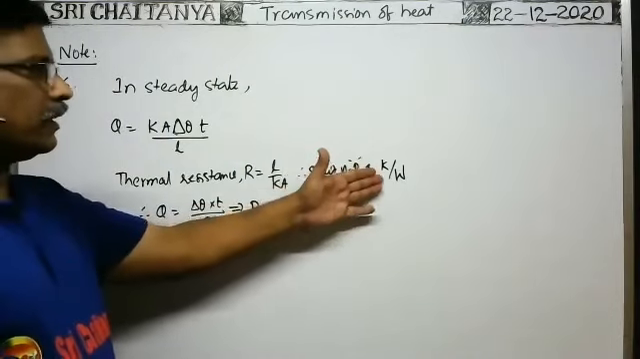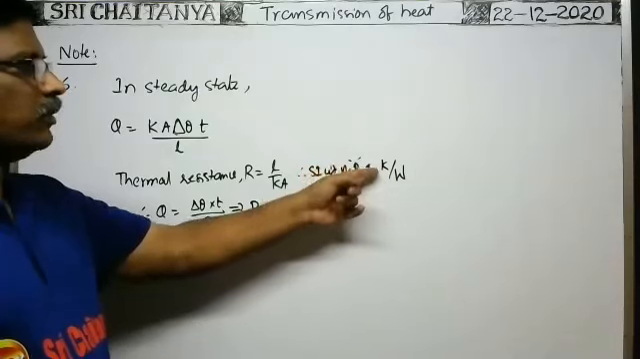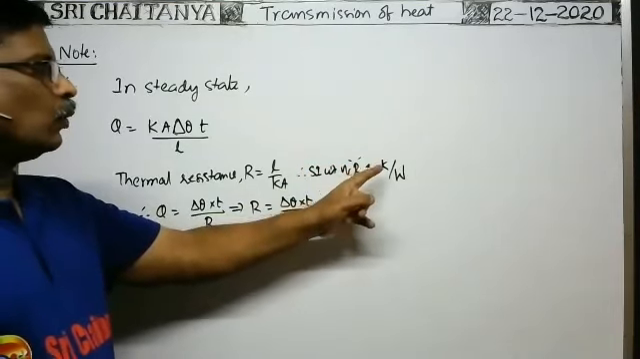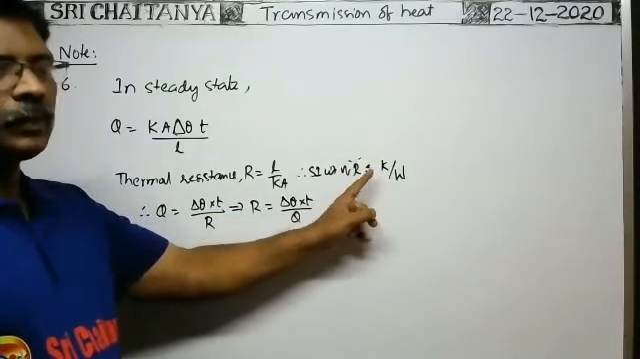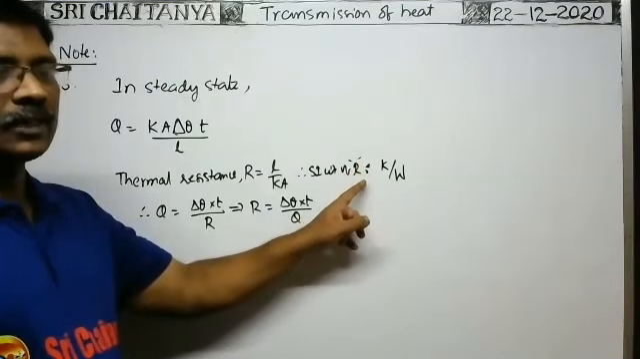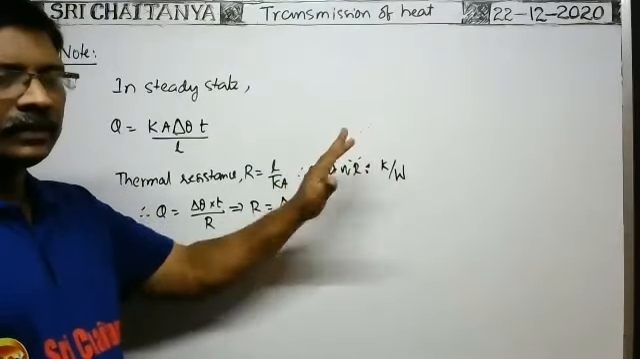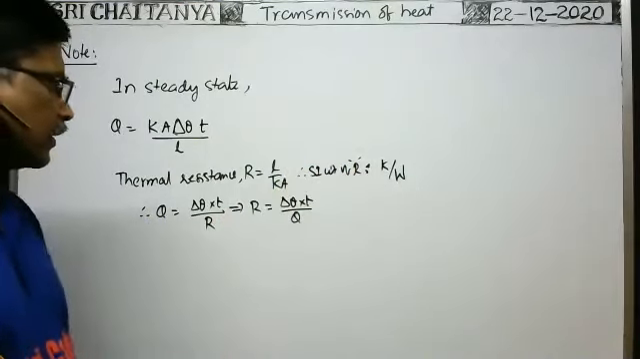So based on this, we can also write the dimension formula. Kelvin means theta, divided by watt, which is power. Power means work by time, so M L squared T to the power of minus 2 by T, that is M L squared T to the power of minus 3. Write this in the denominator, and then you will get the dimension formula for thermal resistance.